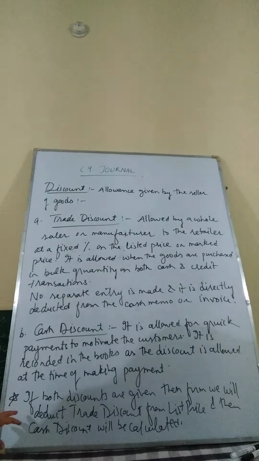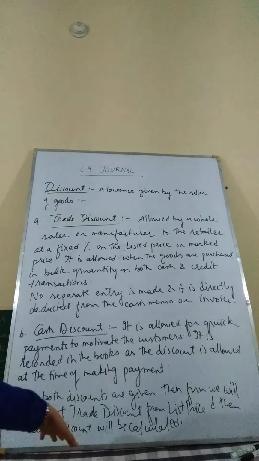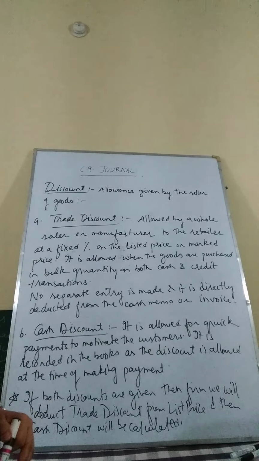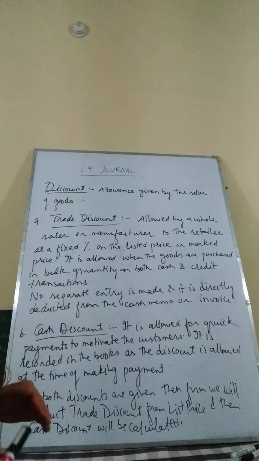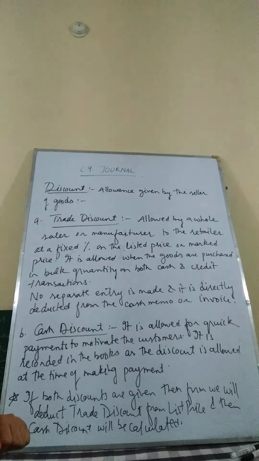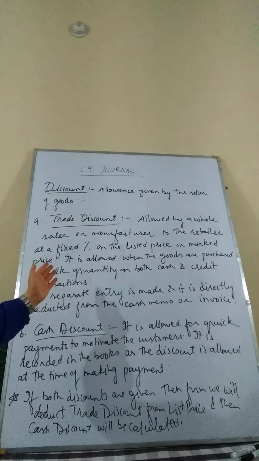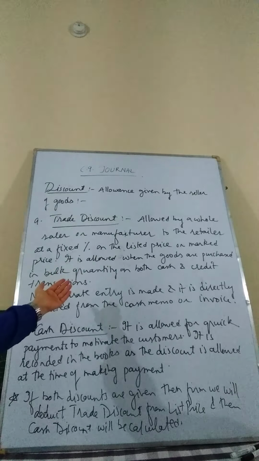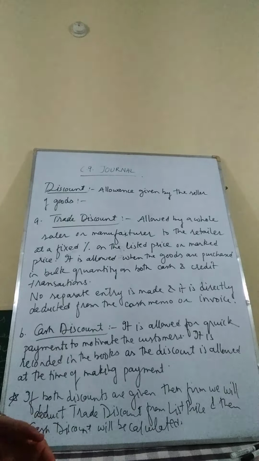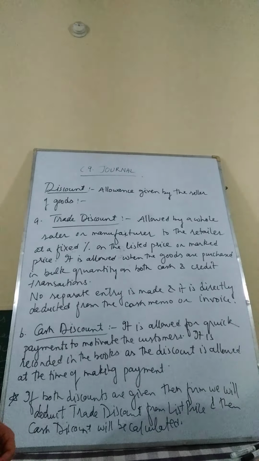We have one very important element which I am going to discuss over here. If both the discounts are given in a particular question, then what is the order of treating the discounts? First, we will deduct the trade discount from the marked price, and then we will calculate cash discount on the remaining value after deducting the trade discount. So this is all about trade discount and cash discount. Trade discount is allowed to the traders for bulk purchases. And cash discount is generally allowed to the ultimate consumers in order to motivate them to make quick payments.